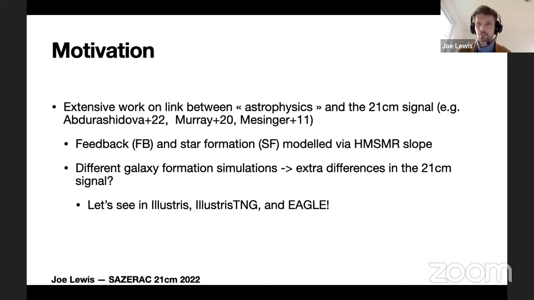Because this approach, as in 21cmFAST, is probably sufficient to capture the main differences. I think everyone agrees with that. But can we find some lower order differences that might still yet be important for our interpretation of the signal? And so to do that, the proposition is to use some of these big galaxy formation simulations that are just hanging around on hard drives, some of them not doing much.